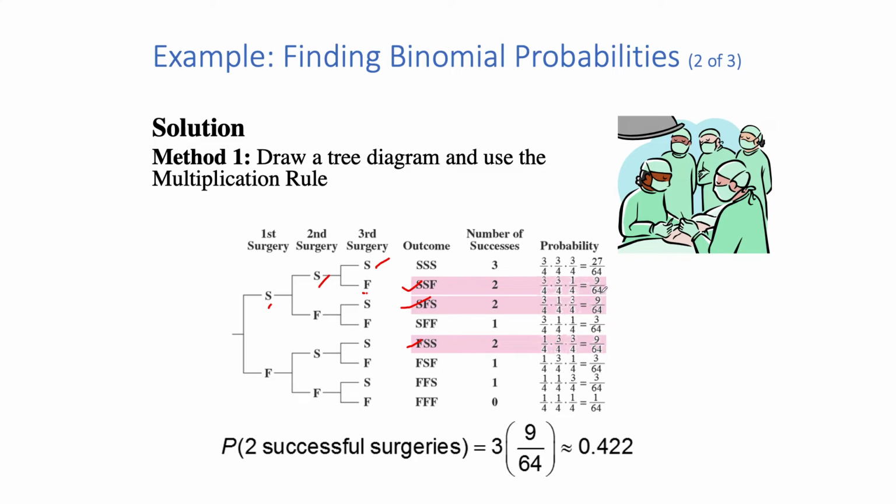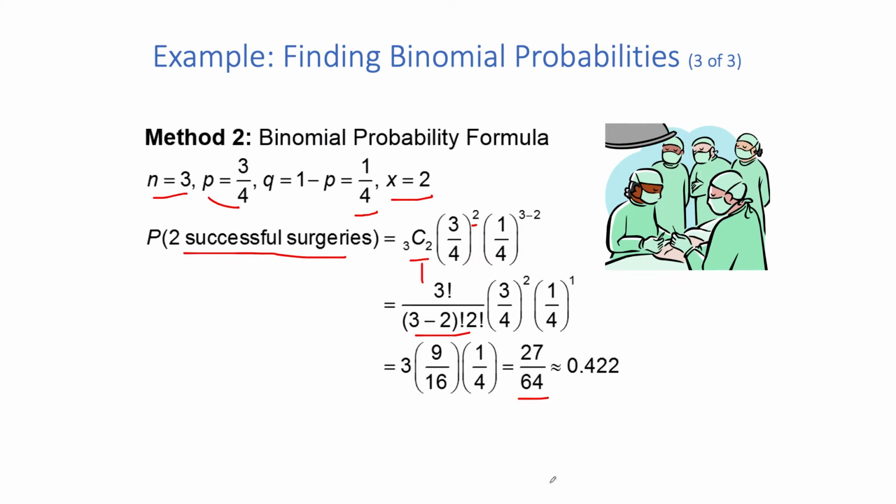So I could end up in one of these 3 things. So if I add up these 3 probabilities, that's 27 over 64. 3 times 9 over 64 is 27 over 64, and that's what we have here. So the binomial formula is basically trying to simplify, in a notational sense, how we calculate these probabilities.